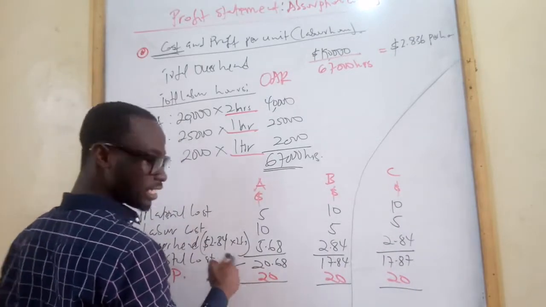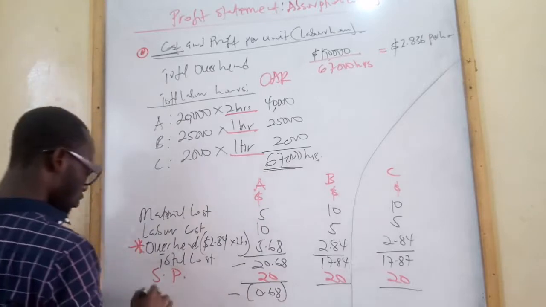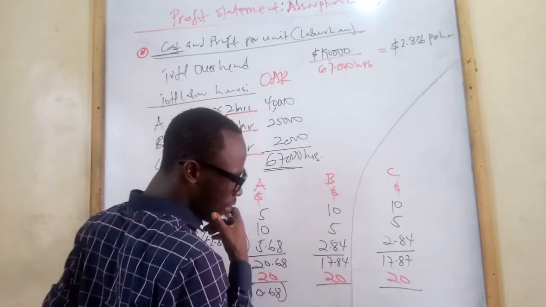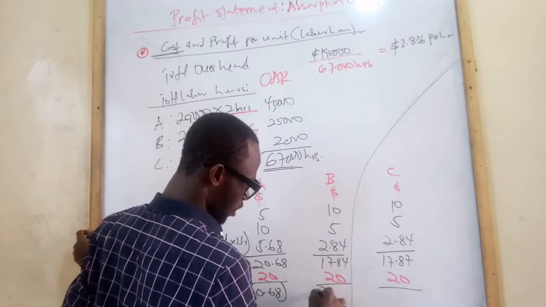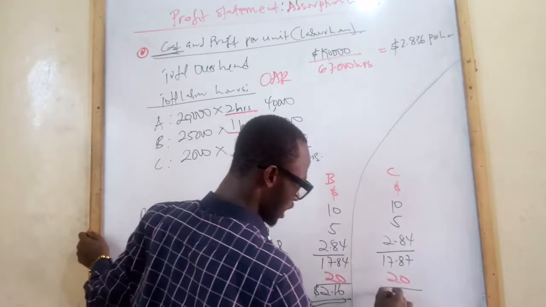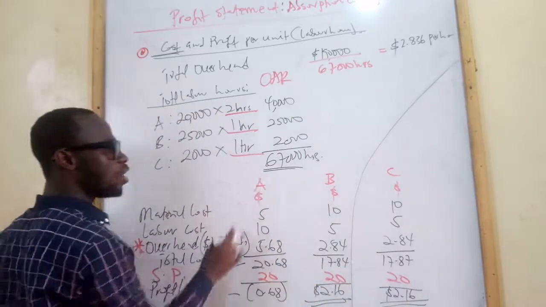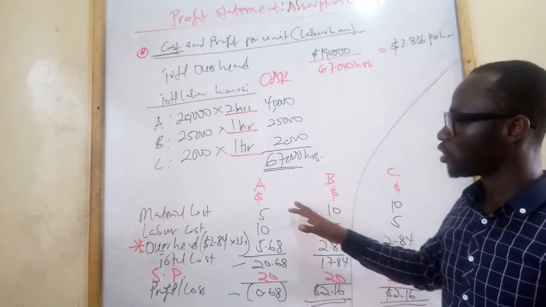If you look at it, you realize that it is going to lead to a loss of $0.68. So this is profit or loss. This is going to bring a profit of $2.16. It's a profit. Then this is also going to bring that same profit, $2.16. So this is how we prepare the profit statement per unit under absorption costing.